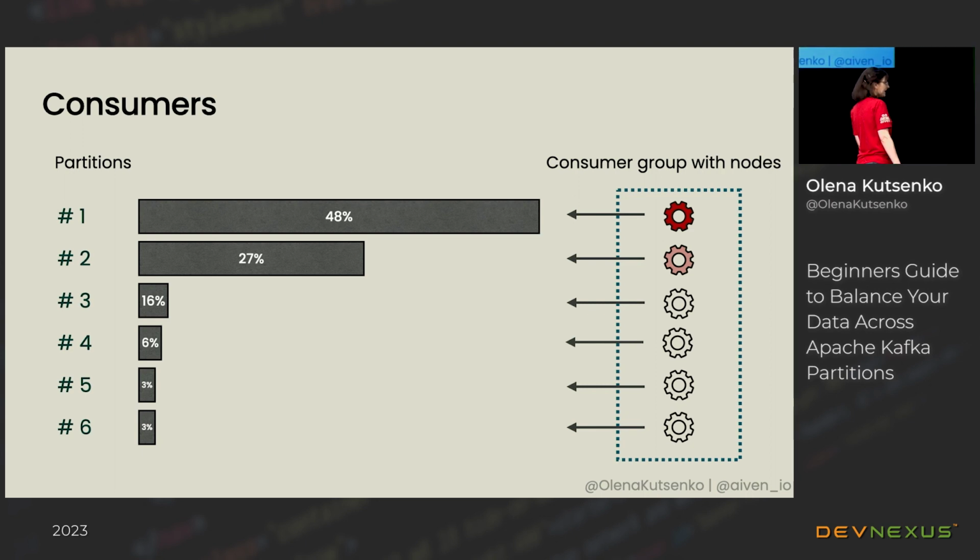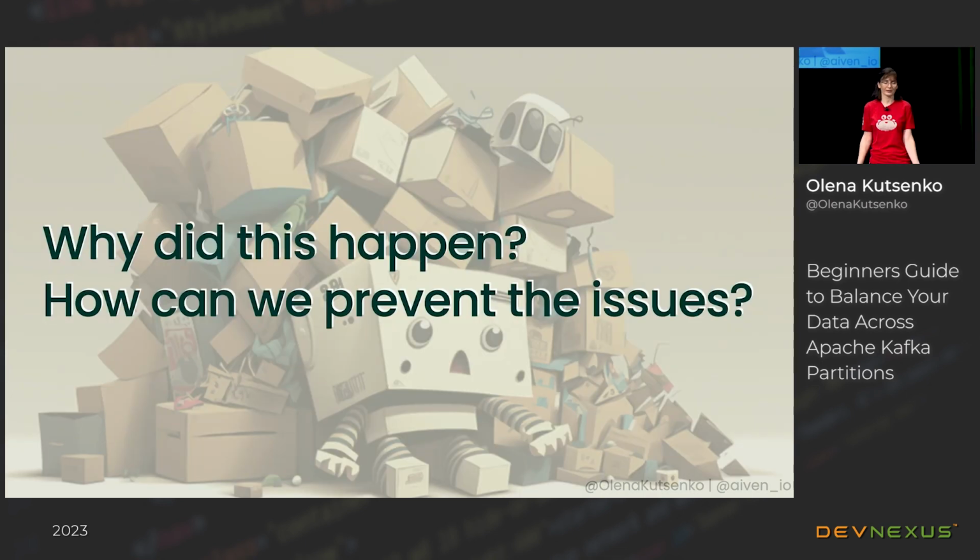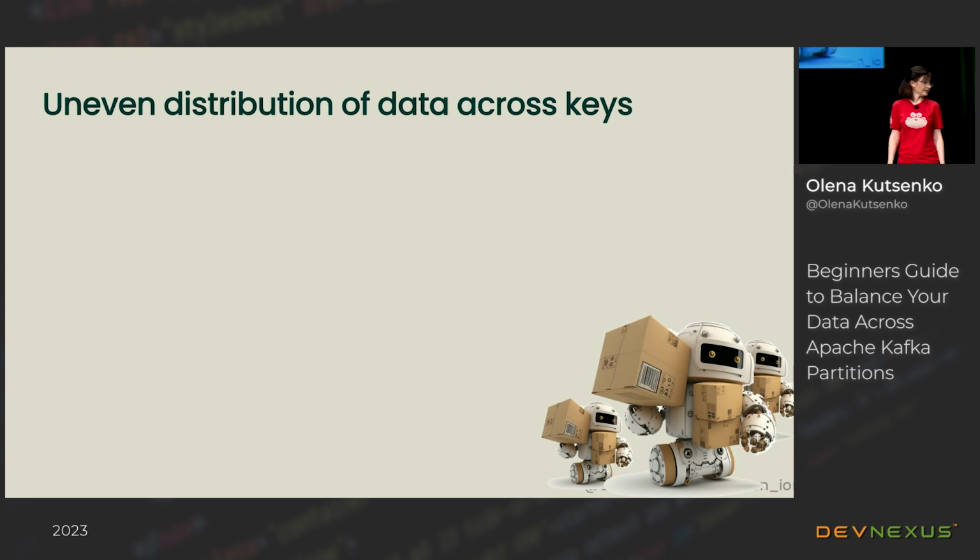So why exactly did this happen, and more importantly, how can we prevent these issues? The first reason is that we have an issue with the key. The key which we selected to distribute the data wasn't the perfect one. Let me give you an example.